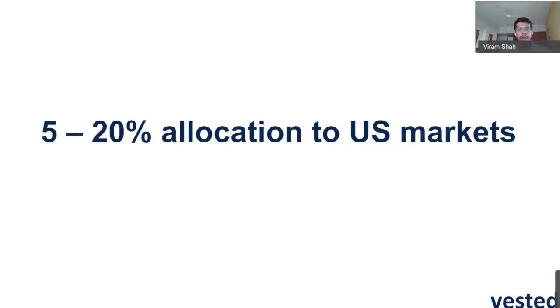What we typically see is that investors invest between 5 to 20% of their portfolio in the US market. That is a good number to keep in mind as you think of creating your international portfolio. You can start with a small allocation, and then over time, once you get comfortable, you can increase that allocation as part of your wealth. It's essentially an additional asset class that you're adding to your portfolio, creating more diversification.